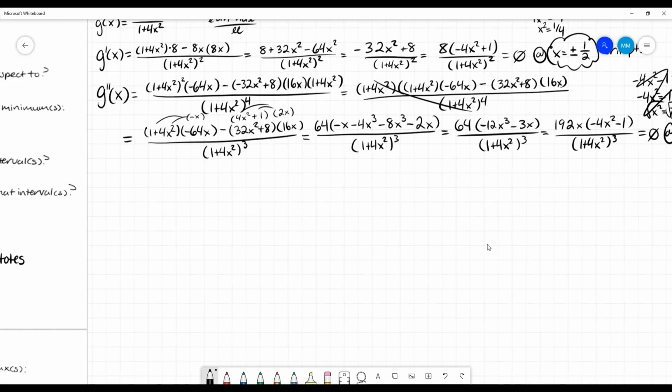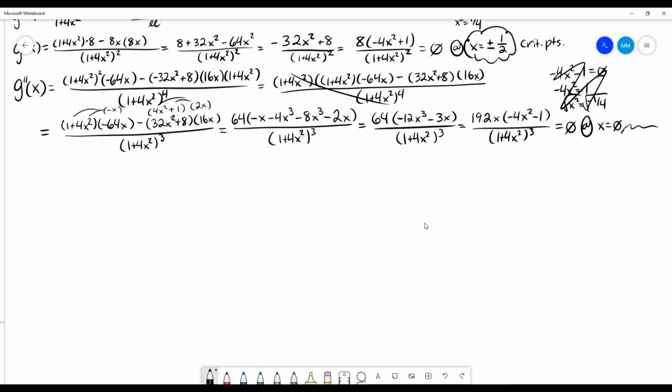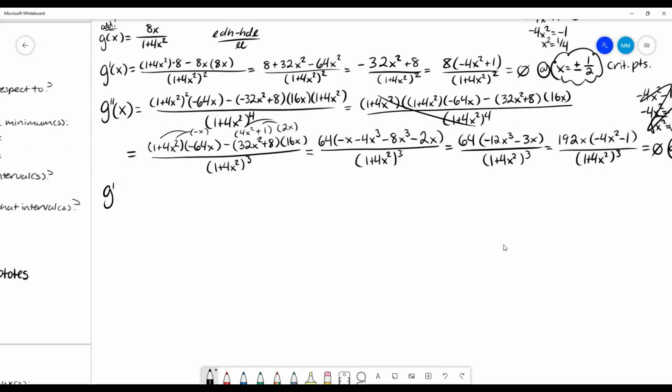Okay, now I'm gonna, well, we can do it over here so we can see it all. Or actually, I'll just rewrite my derivatives over here so it's a little easier. So I've got my first derivative is this. And my second derivative is this.